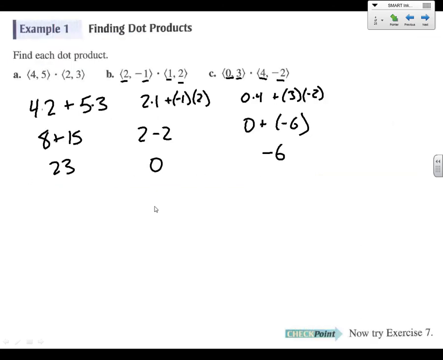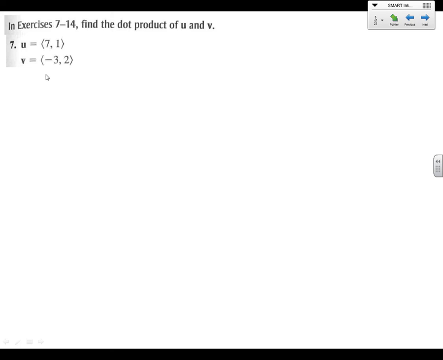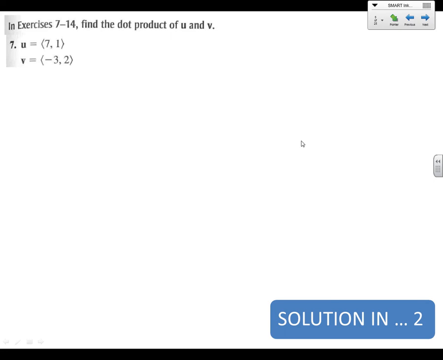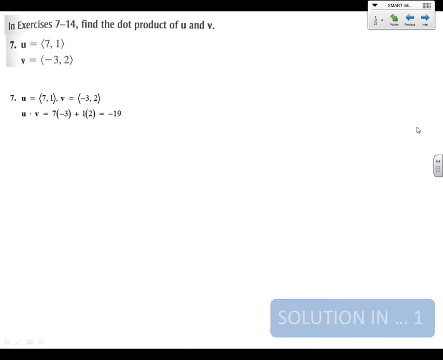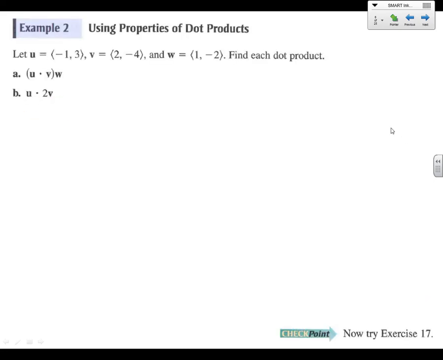So anyway, now that you've seen how to do the dot product, find the dot product between these two vectors. All right, now let's find the dot product and then do some multiplying here. So let's see what the dot product times vector w is going to be. The dot product of u and v is going to be negative 1 times 2 plus 3 times negative 4. And we've got negative 2 minus 12, so negative 14.